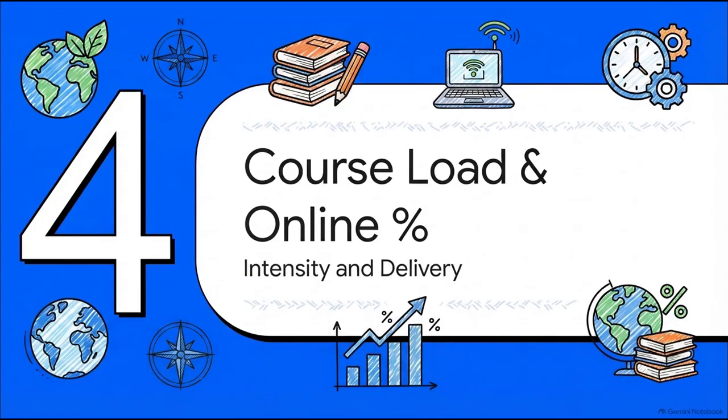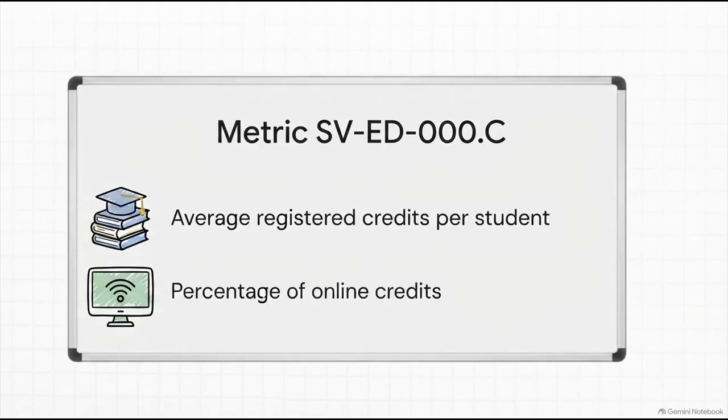Moving on to Section 4, course load and online percentage. Basically, intensity and delivery. Metric C asks for 2 very specific data points, the average registered credits per student and the percentage of those registered credits that are online. Now, why does this matter? Well, think about the real-world sustainability impacts. A school where students take massive credit loads entirely online has a completely different physical footprint, different utility usage, and vastly different data security vulnerabilities compared to a school where students take fewer credits entirely in physical brick-and-mortar classrooms. So knowing that online percentage contextualizes everything from facility expenses right down to cyber risk.